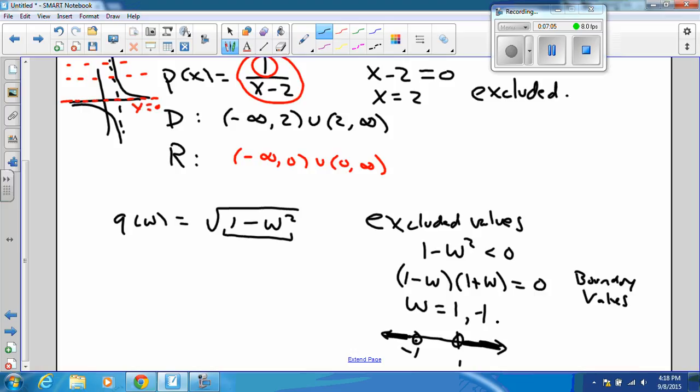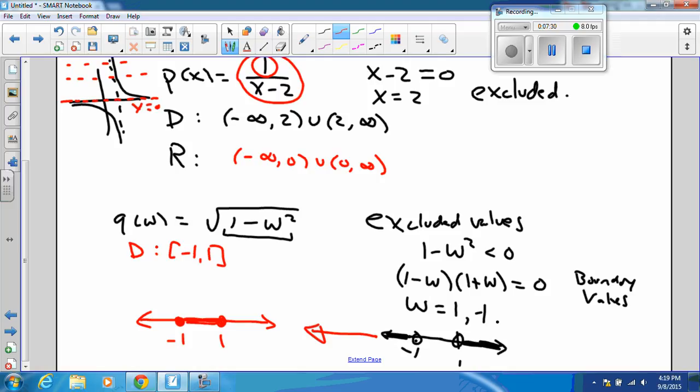Well, these are the excluded values, which means that the domain is all real numbers except for those excluded values. Sometimes we call that the complement of this set right here. My domain is going to be all real numbers from negative 1 to 1. So the domain is negative 1 to 1.